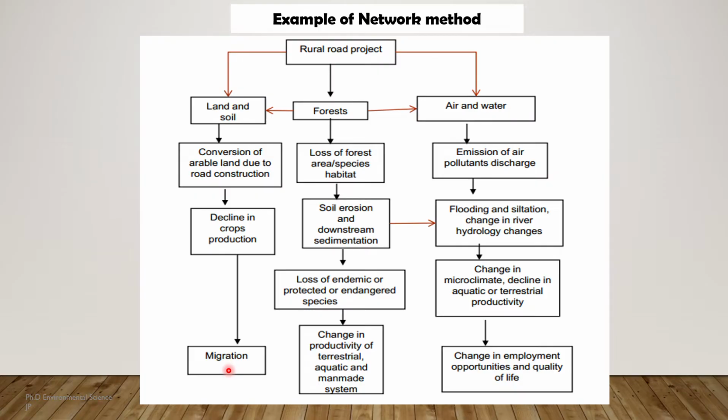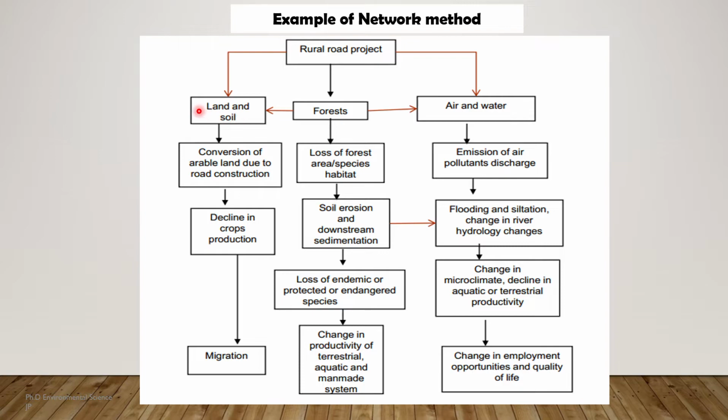Now what are these cascading effects? It refers to the chain reactions that occur when one event or action leads to a series of subsequent events or impacts. In the case of EIA, cascading effects describe how an initial impact from the project can trigger a sequence of additional impacts, each one influencing the next. These effects can extend across various environmental components and can be direct or indirect. Let's understand with the help of an example.